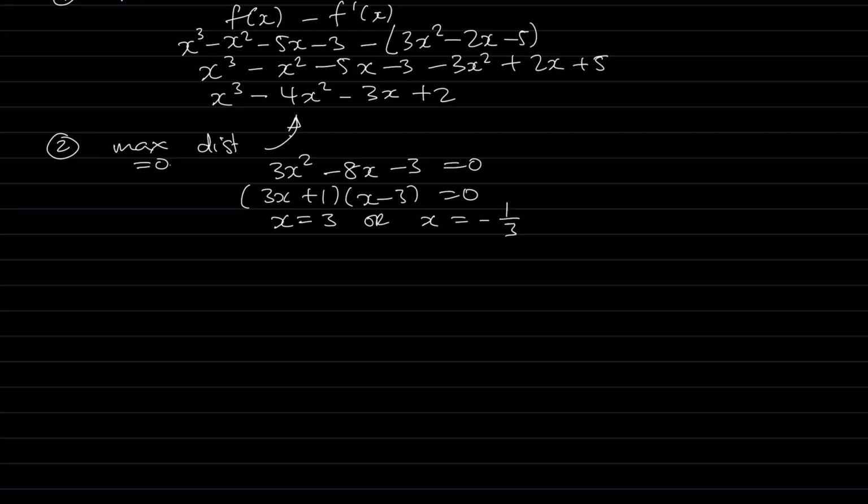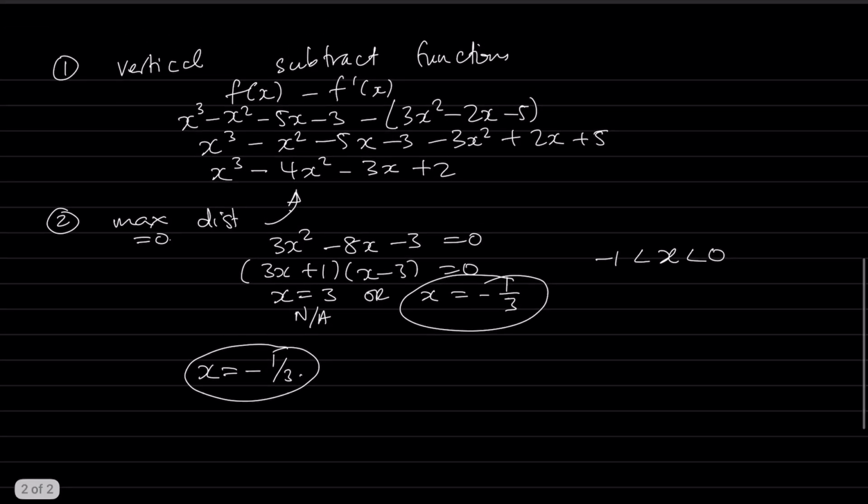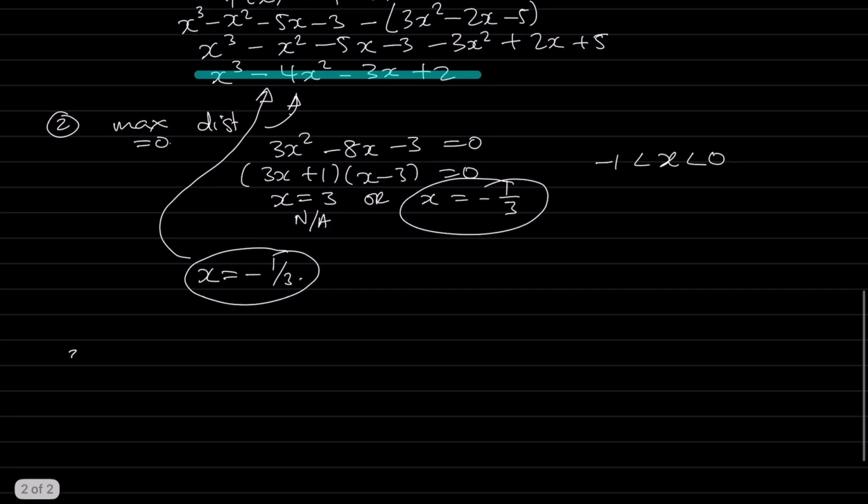Now remember, they restricted it. They said x must be between minus 1 and 0. So this is not applicable. This is the value we're going to choose. So x is equal to minus 1 over 3. Now to work out the distance, you take this value and substitute it into the distance. That's the distance. So step 3 is substitute.